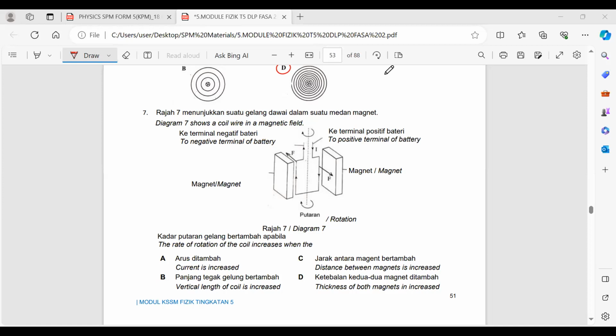Okay, so A diagram shows a coil of wire in a magnetic field. So the rate of rotation of the coil increases when: the current is increased; the vertical length of the coil is increased; the distance between the magnets is increased; the thickness of both magnets is increased.